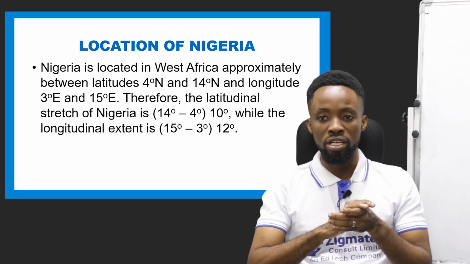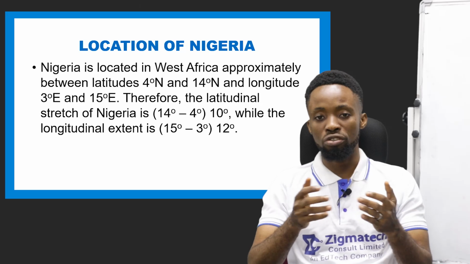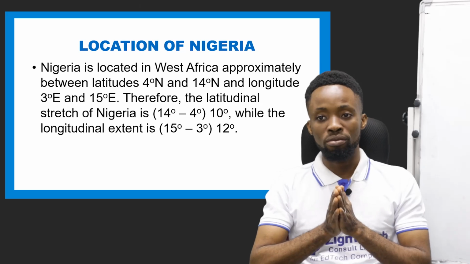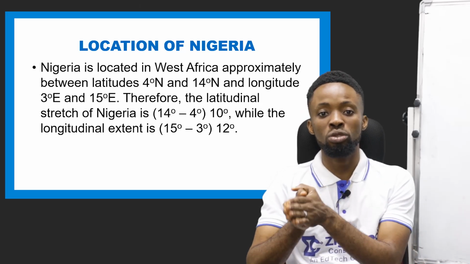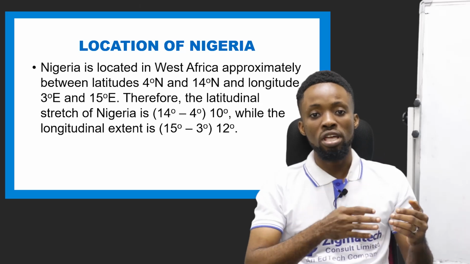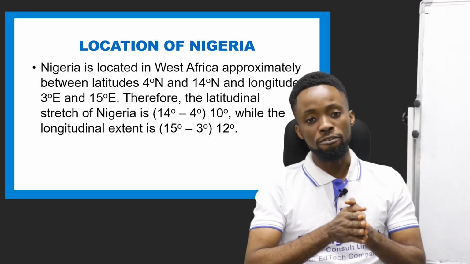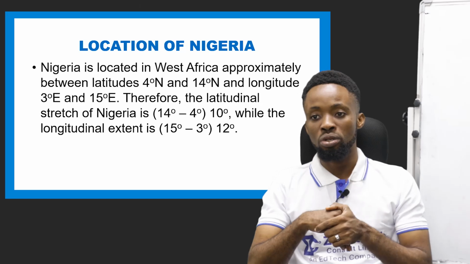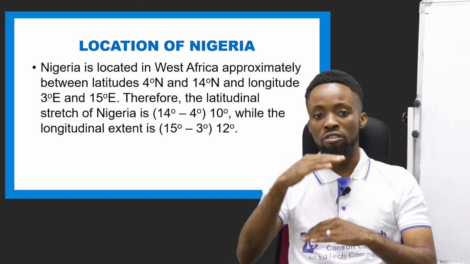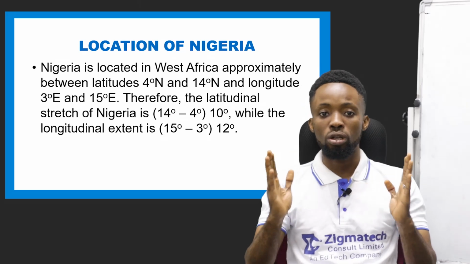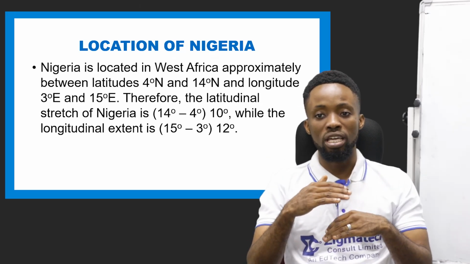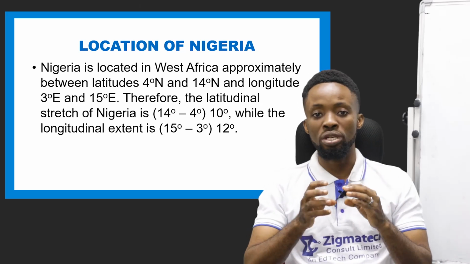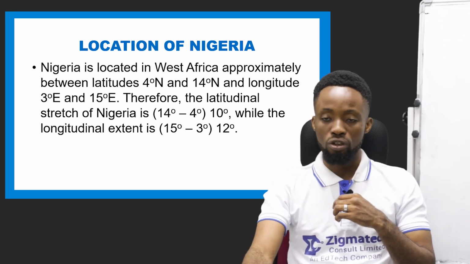So when we want to calculate the stretch of Nigeria, you realize that the latitudinal stretch of Nigeria is 14 degrees north minus 4 degrees north, which is equal to 10 degrees, while the longitudinal stretch of Nigeria will be 15 degrees minus 3 degrees, which is equivalent to 12 degrees. So Nigeria is 12 degrees apart in terms of longitude and 10 degrees apart in terms of latitude. And with these coordinates, it is very easy to locate Nigeria on the Earth's surface.